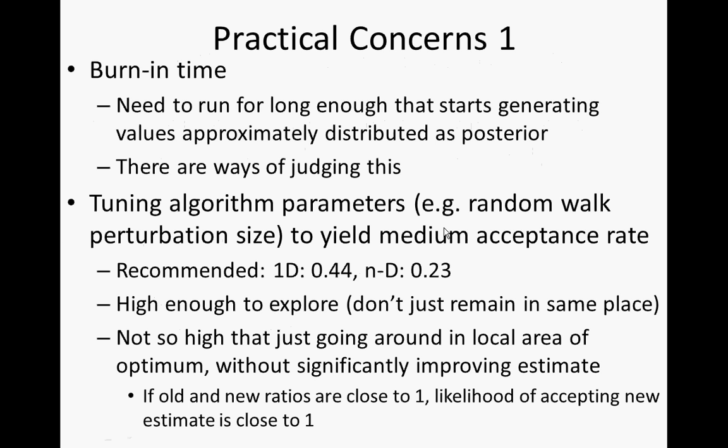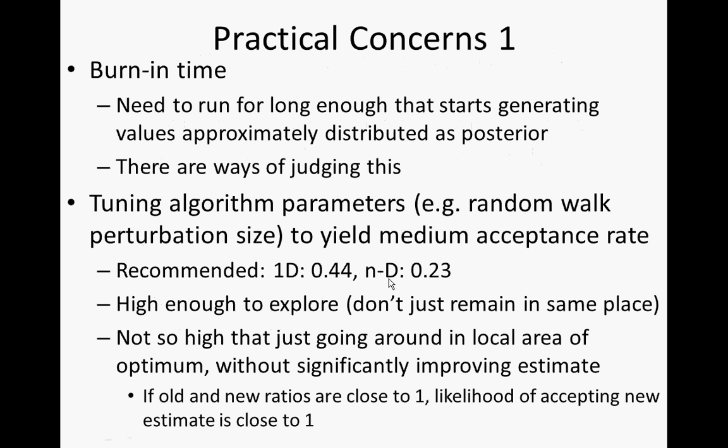You certainly want it to be high enough to explore, so you don't just remain in the same space. You're not stuck in a space. It makes it extremely unlikely you move anywhere, because you won't be getting samples that are representative for the entire space. You want well mixed, so you're moving around parameter space. But you don't want it to be so high that you're just going around in the local area of the optimum without significantly improving the estimate, where it's always just sort of accepting things nearby. So in other words, you want a large enough perturbation that you get out of your comfort zone sometimes.